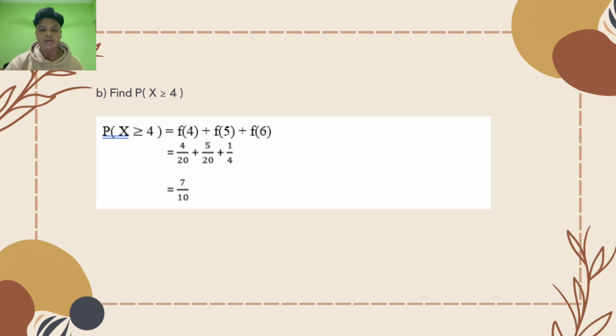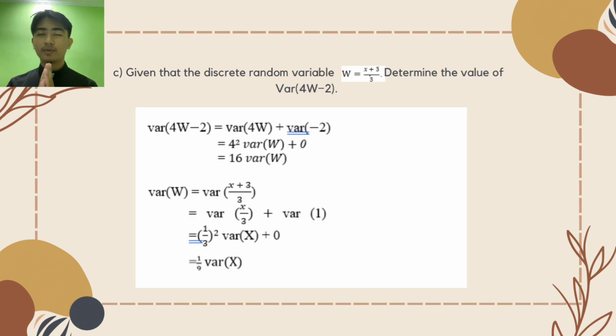For question B, find the probability that s is greater than or equal to 4. For this question, we add the probability of s equals 4, plus the probability of s equals 5, and the probability of s equals 6. Then we get our answer, 7/10. We move to question C.